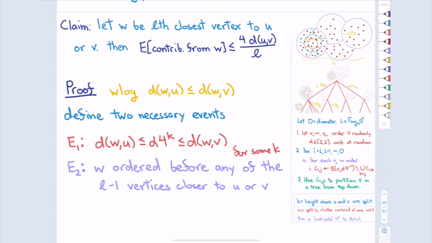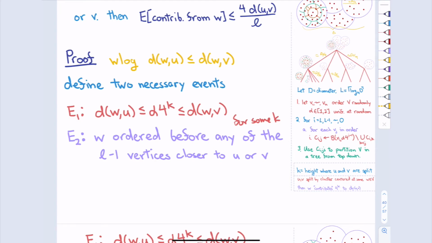The second necessary condition is that W is ordered before any of the points that are closer to U or V, right? Because if another point is closer to U or V and is ranked earlier, then W will always be scooping out U or V, or at least one of them, before W has a chance to split them up. Okay, so if it's the 10th closest, then it's got to beat out 9 other points to have any chance at being the vertex that splits them up. All right, so those are our two events.